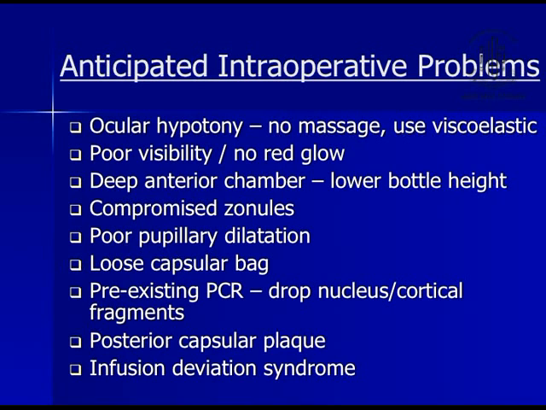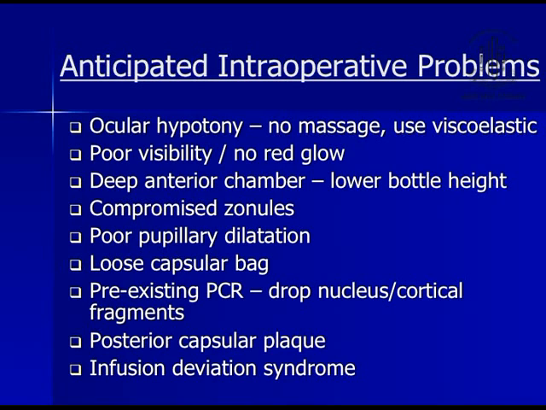The anticipated intraoperative problems: because it is a vitrectomized eye, obviously there is ocular hypotony. There is no need to massage. If you feel it is a very soft eye, you could use more viscoelastic. The most important problem which the surgeon encounters is that red glow is often absent. Like if there is RD or vitreous hemorrhage, the visibility is very poor because of the absence of red glow. So surgery is therefore a little more difficult in these eyes.